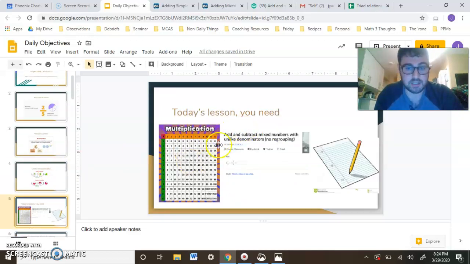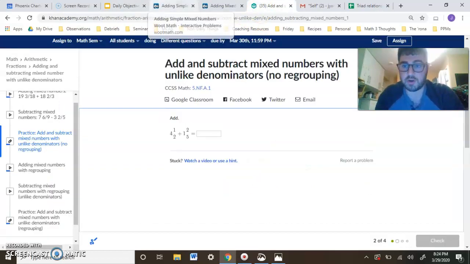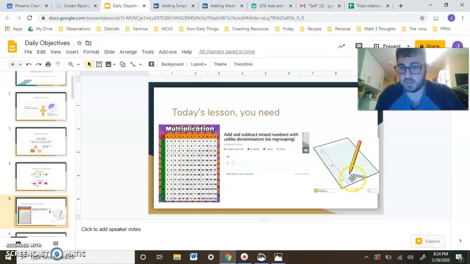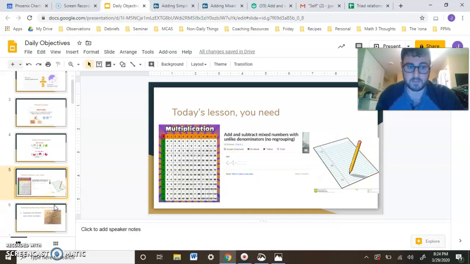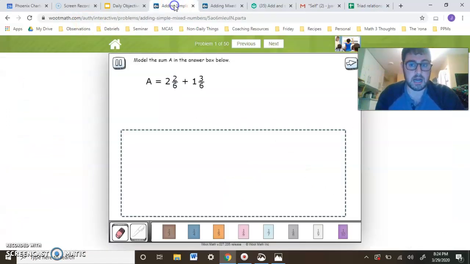In today's lesson, you are going to need a multiplication chart. You're going to need at some point access to Khan Academy to do your practice. And you will need pencil and paper to write down as I take notes. Great, get those now. Now, excellent. So now that we have all these things, what I want you to do is look at this problem and think, how would you solve it?